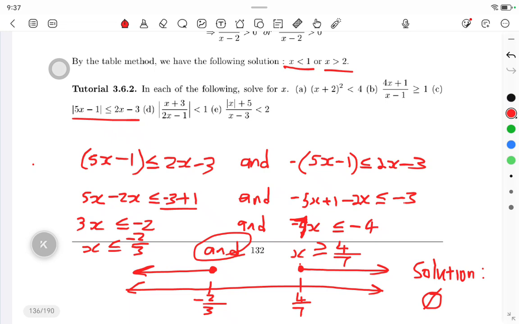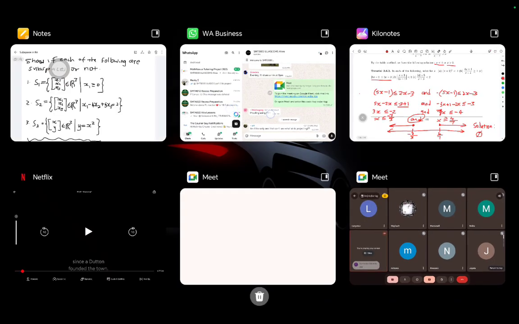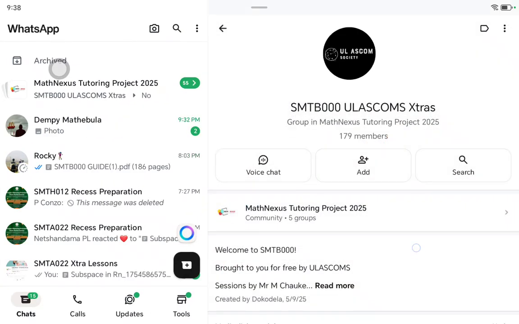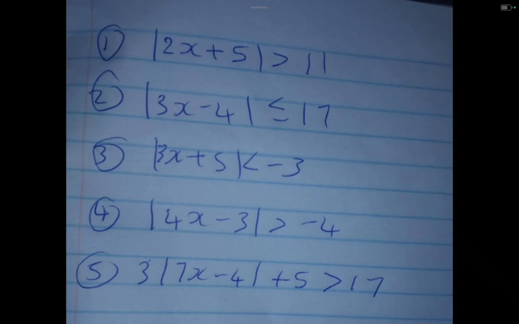So it's possible to come across the question. I think I sent this other question. This one, the solution would be an empty set. They don't intersect, right? Let me check this there in the group. I once sent these other questions here. There's also this other one here. I think it does not.